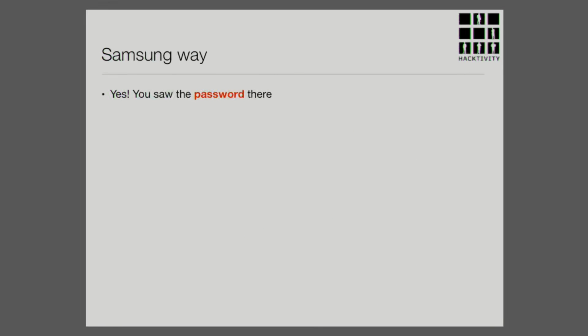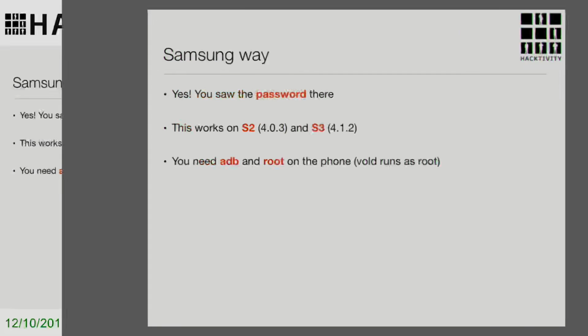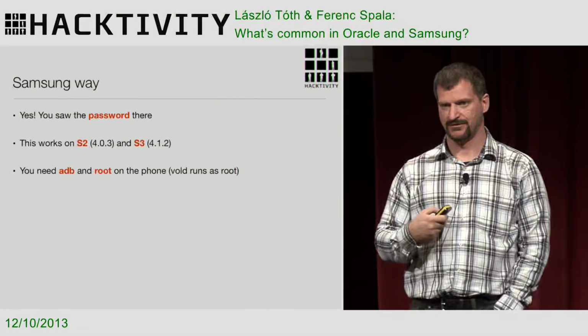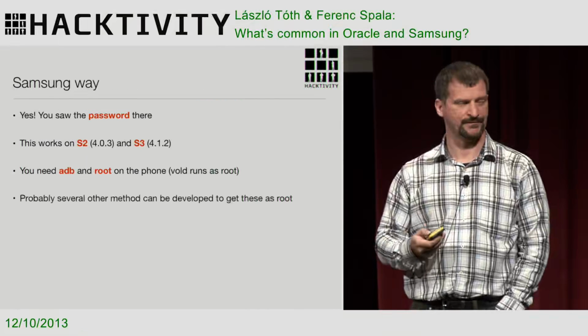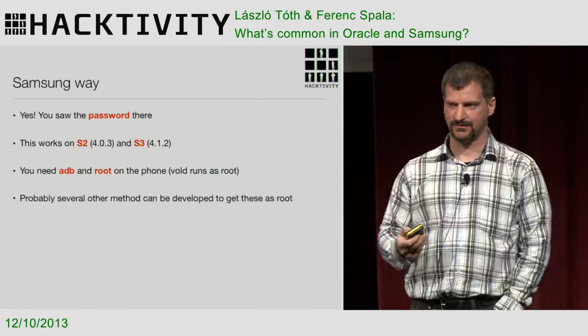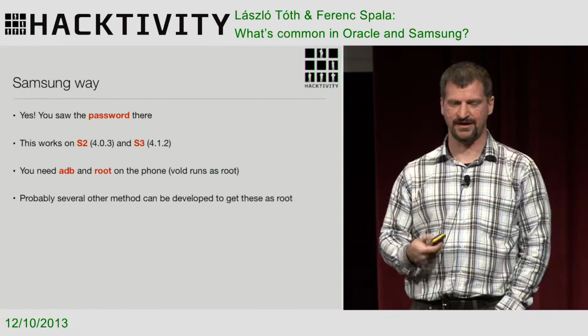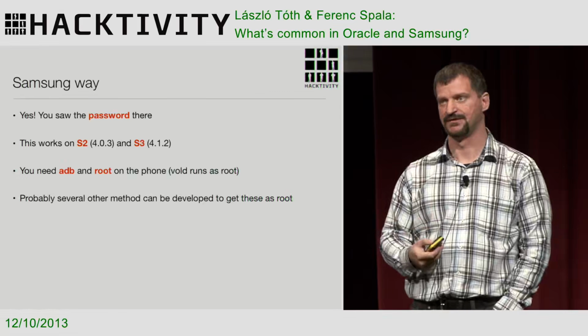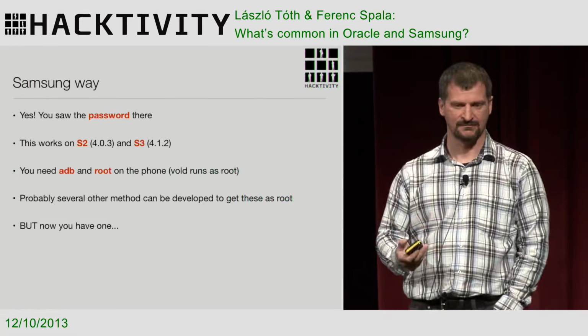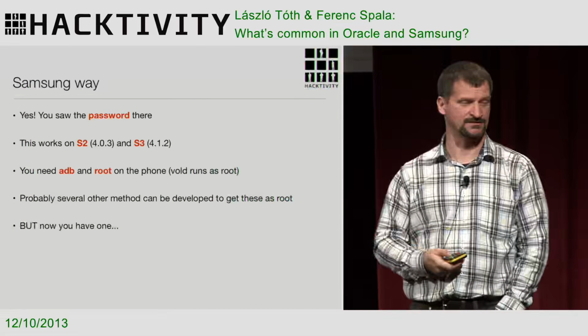So besides the clear text encryption key, the actual password is also there. This works on S2 and S3. It doesn't work on S4. You need root privileges, as I already mentioned, and we use the Android Debug Bridge in our module. Of course, if you are already root, the game is over. So I'm sure several other methods can be developed to get the same information. But now you have one, and it can come in handy in certain circumstances.